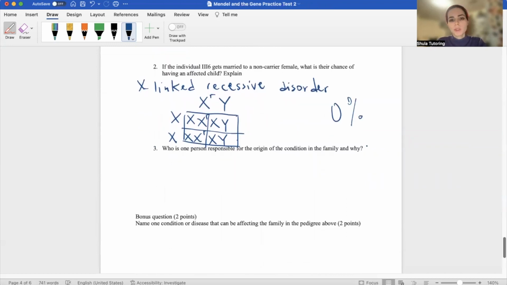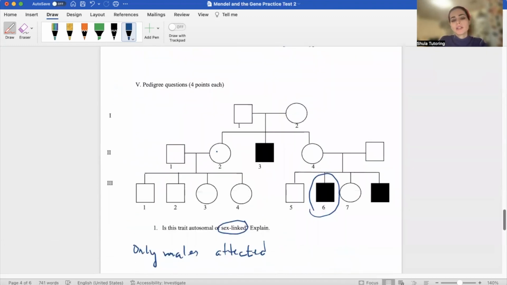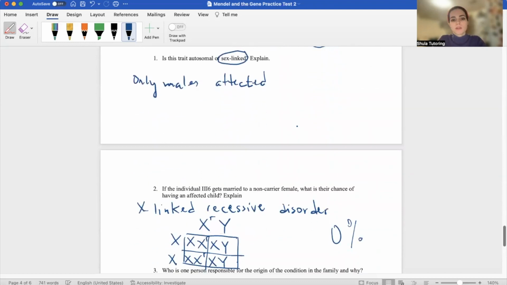Who is one person responsible for the origin of the condition in the family and why? Well, it's not showing in the first generation, but obviously this particular individual had to inherit it from somewhere. And because it's an X-linked disorder, it's inherited through the X chromosome. And this is a son, and he got his X chromosome from his mother. So this individual is responsible.